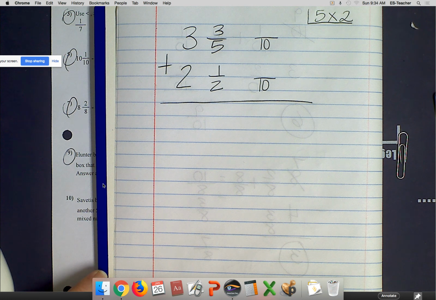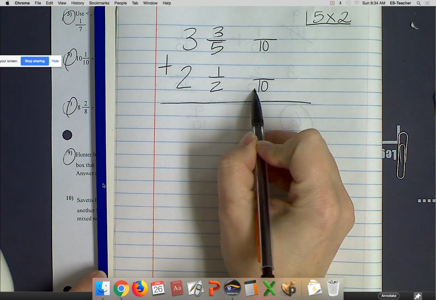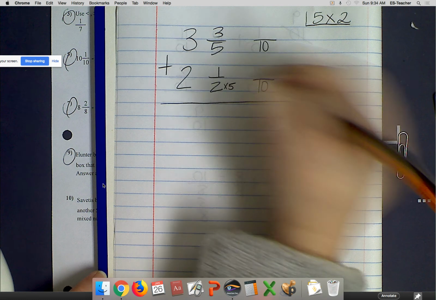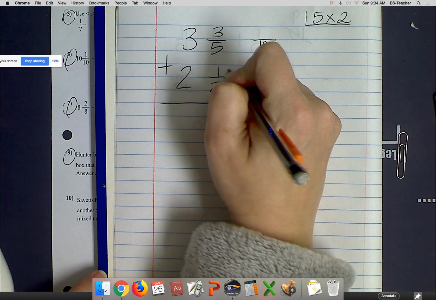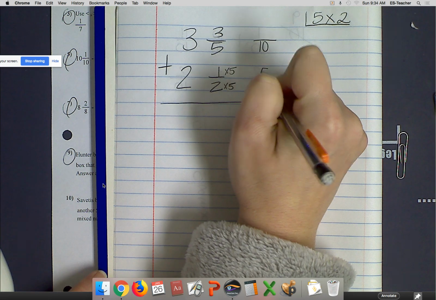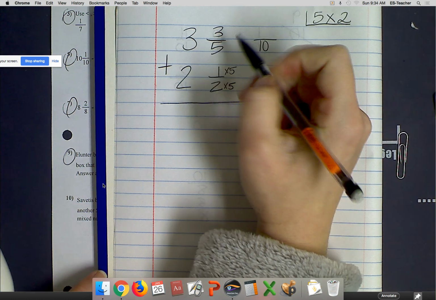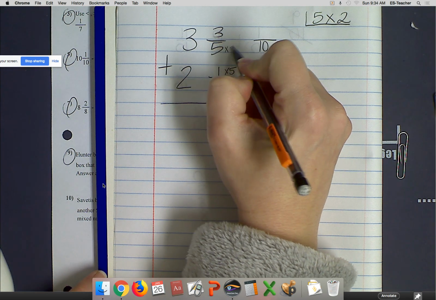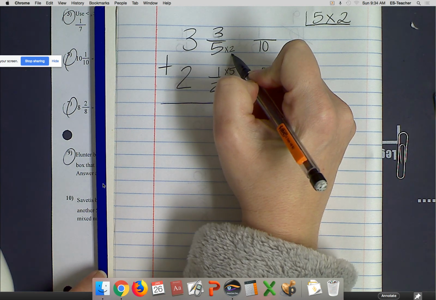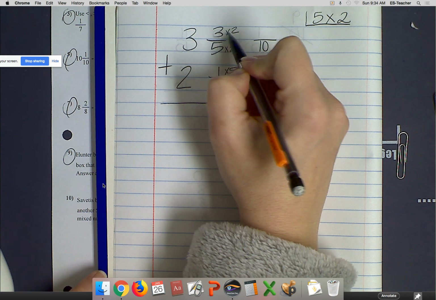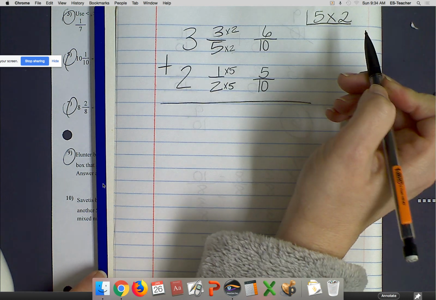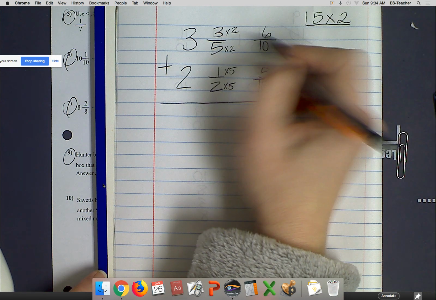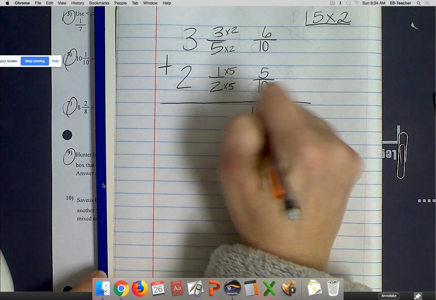And then remember in class, we've been talking about, okay, the next step is asking yourself, how did I get from 2 to 10? And that's times 5. And then whatever I do to the bottom, I have to do to the top. 1 times 5 is 5. Okay, and then on this one, I say how did I get from 5 to 10? And that's multiply by 2. Whatever I do to the bottom, I have to do to the top. So I have 3 times 2 is 6. So now I can add them. I have 6 plus 5 is 11 over 10.